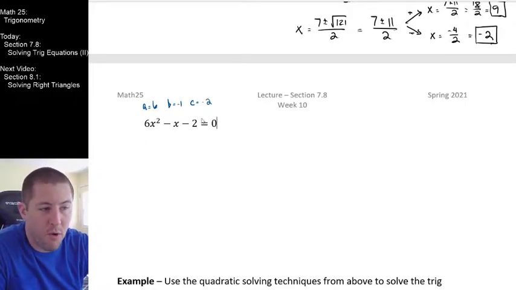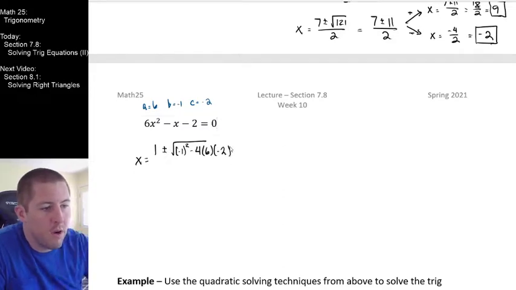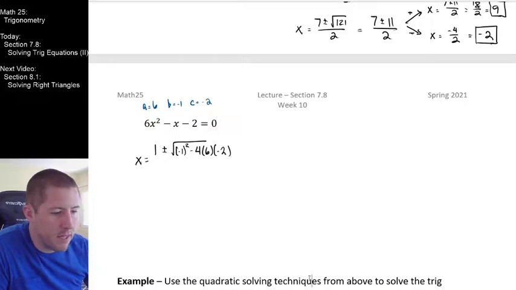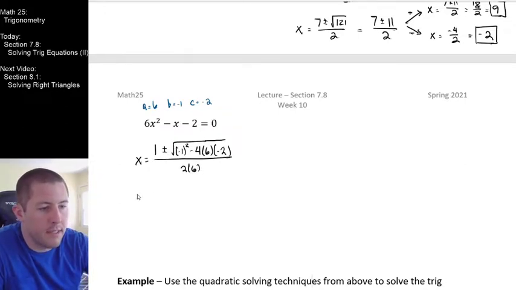Again, standard form equal to 0. We're in pretty nice format for ourselves here. So, x equals negative b, so that's positive 1, plus or minus the square root of b squared minus 4 times a times c, all underneath the square root, all divided by 2 times a. That's going to be 2 times 6.